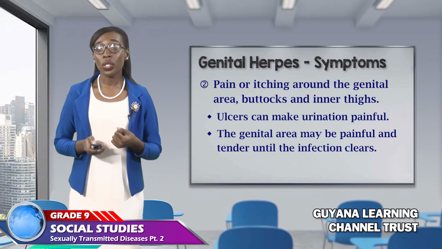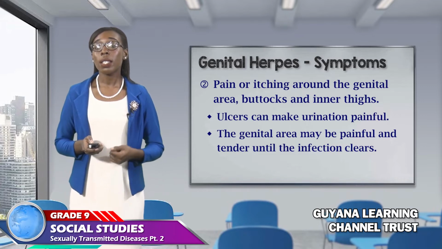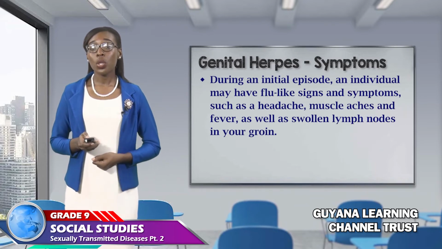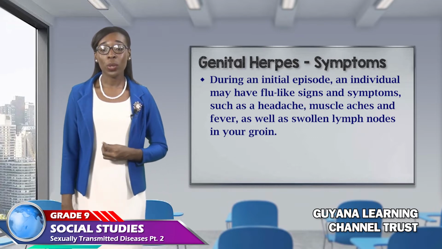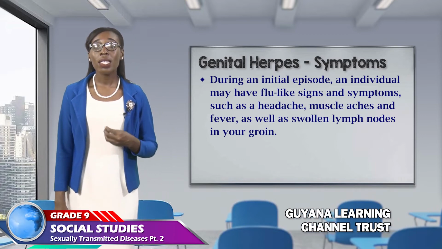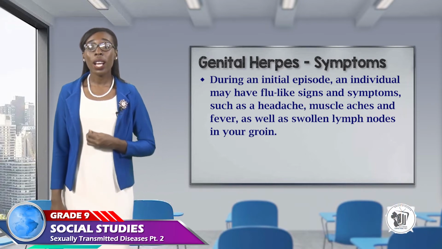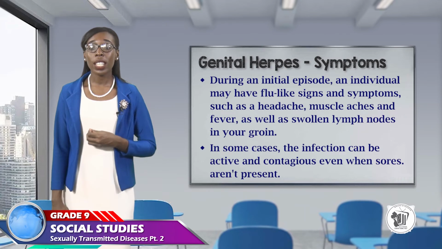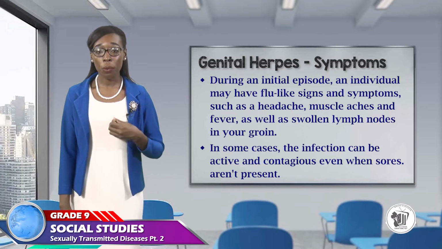Ulcers can make urination painful. The genital area may be painful and tender until the infection clears. During an initial episode, an individual may have flu-like symptoms and signs, such as headache, muscular aches and fever, as well as swollen lymph nodes in the groin. In some cases, the infection can be active and contagious even when sores are not present.